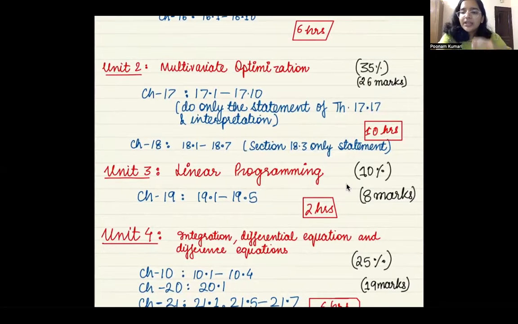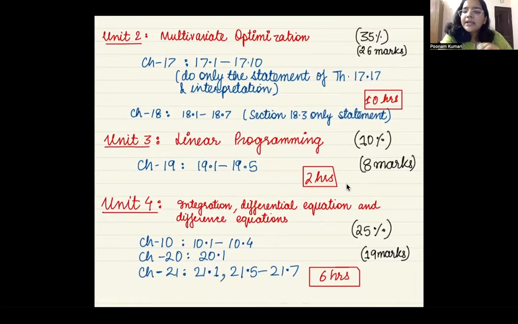Anyways, okay. So we will go through what are the different tools that we can use to optimize a given function given different kinds of constraints. So what topics you have to study, it's all written here. And post we are done with multivariate optimization, we will be dealing with linear programming.